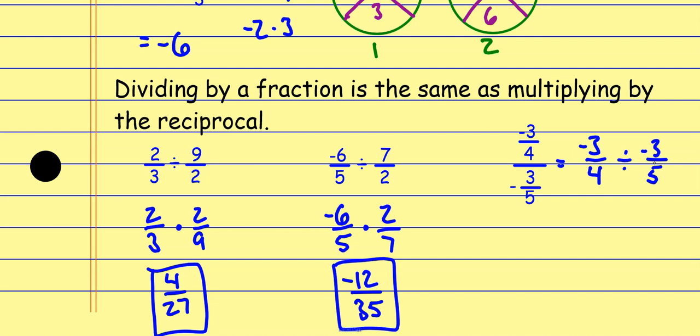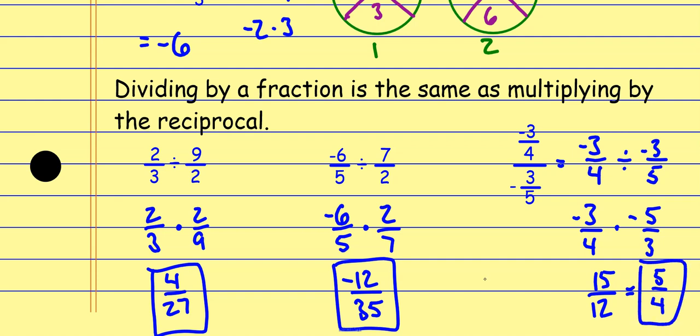Now I can change this to multiplying by the reciprocal. So I change this to multiplication. I flip this guy to a 5 over 3. And notice I just leave the negative sign where it is. So now I can multiply the numerators. -3 times -5 is a positive 15. 4 times 3 is a positive 12. And now once again, I can reduce this. Those are each divisible by 3. Divided by 3, divided by 3. There's my answer as an improper fraction. As a mixed number, that would be 1 and 1/4. That would also be acceptable.